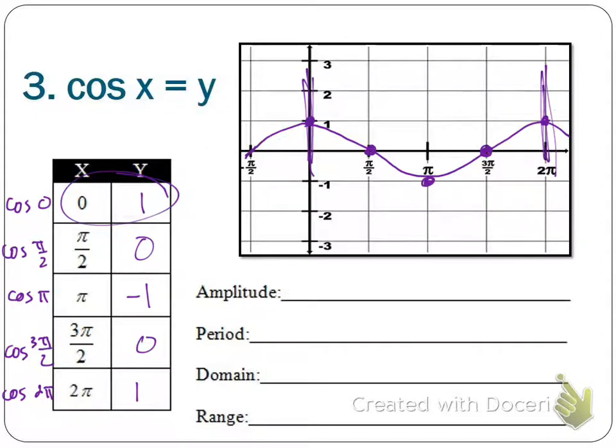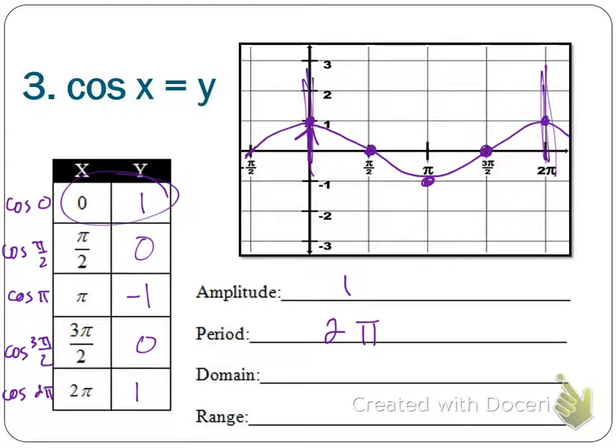Okay? But that's its cycle. So amplitude means the same thing. From its highest peak to the x-axis, what's that distance? And that's right here, which is 1. Its period still is 2 pi. It takes 2 pi to make that one cycle I was just talking about.